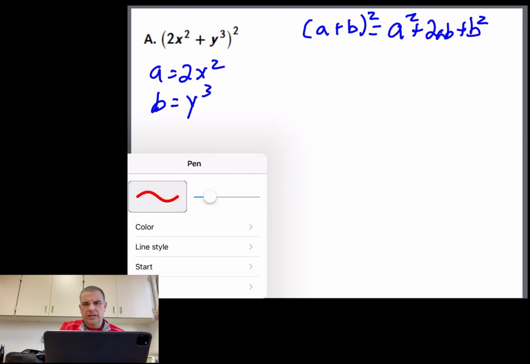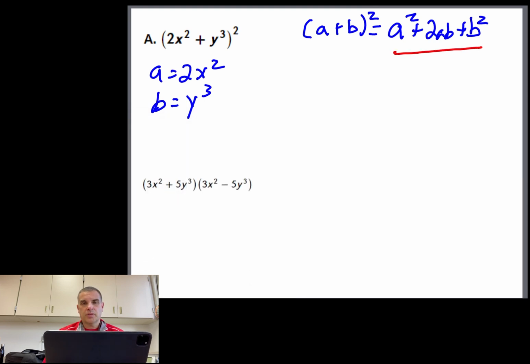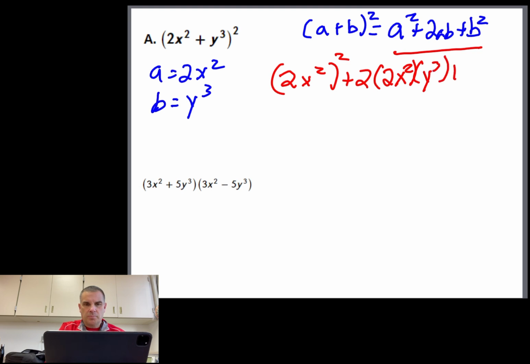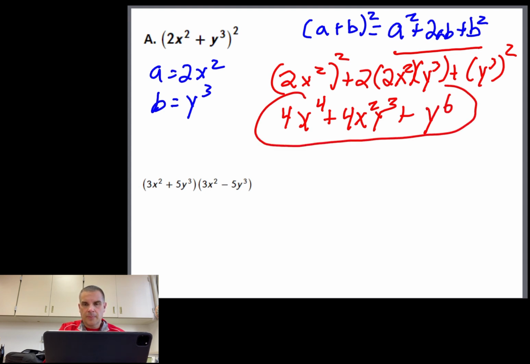I just like to get into the habit of doing that. Okay, so now when we expand this, it's going to be a squared. So that's 2x squared squared plus 2 times a times b plus b, which is y cubed squared. Now we simplify. 2 squared is 4. X squared squared is x to the 4th. Plus 2 times 2 is 4, x squared y cubed, plus y to the 3rd squared is y to the 6th. And that's your solution. And you're done. Nothing left to do with it. Expanded it out.